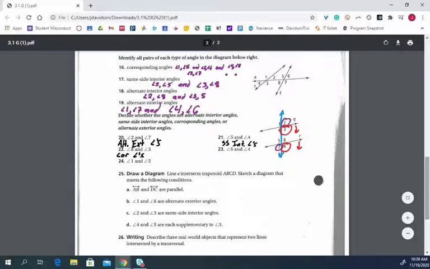6 and 4. Wait, which one are we on? Alternate interior. Good. Alternate interior angles. We're on 23, which was my football number in college. You played for college? Yeah, Anderson University. 24 is corresponding. Yeah, good, corresponding.